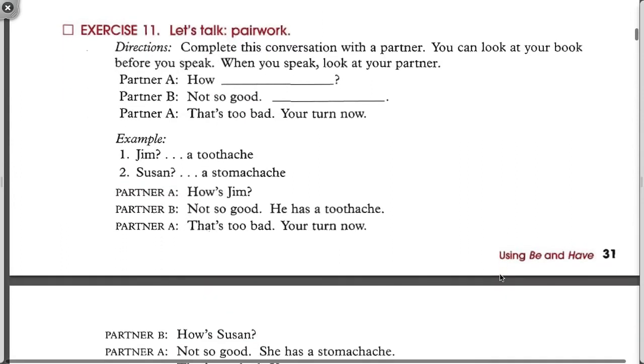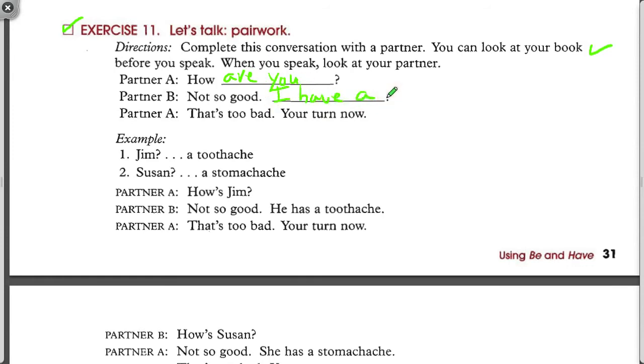Okay, let's keep going to exercise 11. You need a partner. Of course, I will be your partner. If you need a partner, let me know. And if I have time, then we can practice this together. If we can meet online. Complete this conversation with a partner. How? That's a good. How are you lately? Or how are you doing? I have a okay, cold.